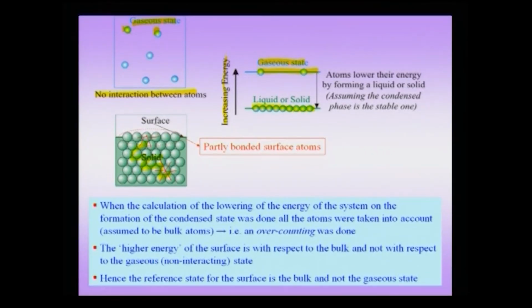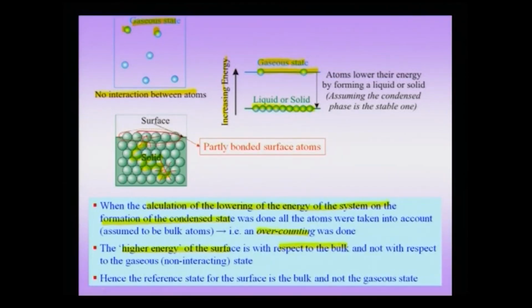Now, when we do a calculation for lowering of energy of the system on the formation of a condensed state, we assume that all the atoms are fully bonded, and you can see that in this process we have done an overcounting, because we assumed all the atoms are fully bonded while the atoms on the surface are only partially bonded. Therefore, atoms in the surface represent a higher energy with respect to the bulk, and more importantly to keep in mind, the reference state is the bulk, for instance in this example the crystalline state, and this higher energy state is not with respect to the gaseous or the non-interacting state.